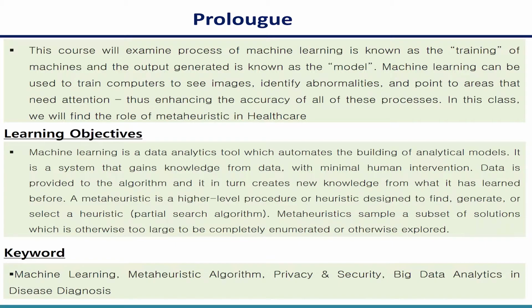Metaheuristics are higher level procedures and heuristics designed to find, generate, or select heuristics. Heuristics means partial search algorithms. So a metaheuristic samples a subset of solutions which is otherwise too large to be completely enumerated or otherwise explored.